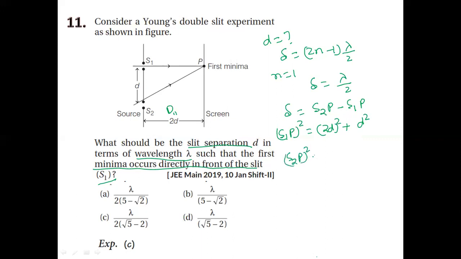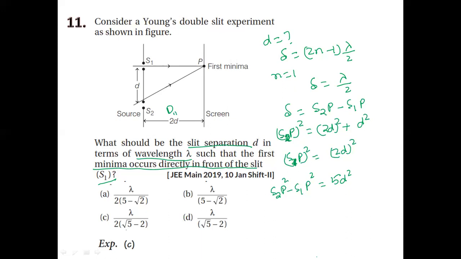Sorry, this is S2P square and here it is S1P. S1P is nothing but 2D whole square. This is S2P, this is S1. So S2P minus S1P, square, that is 5D square minus 2D.